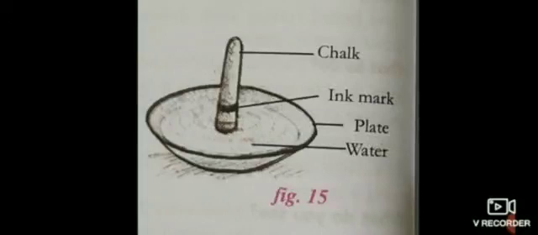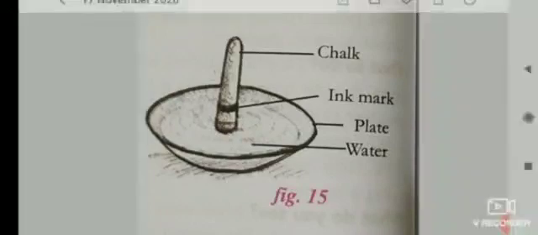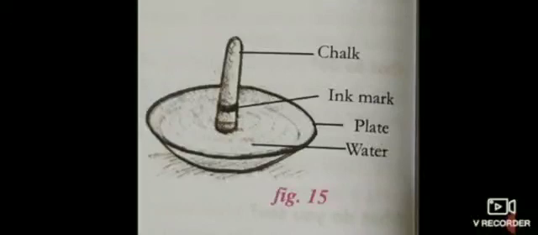Next, we see how to do this activity. Take a whole stick of white chalk. Around the curved surface of the chalk, put an ink mark with blue or black ink. Now pour some water in a plate and keep the piece of chalk in the water. Ensure that the water in the plate is very little and does not touch the ink mark.